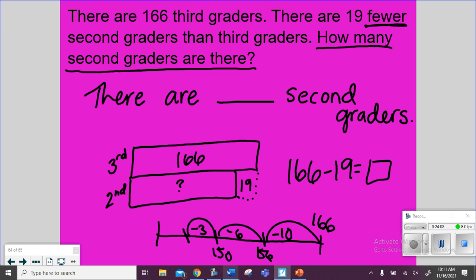Now what number am I at? 147. And you didn't even need that much space. How many second graders are there, Sean? How many second graders are there? 147.